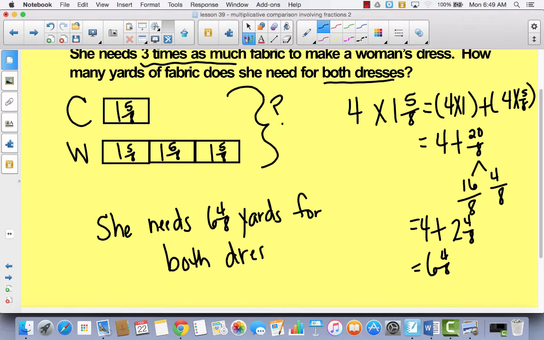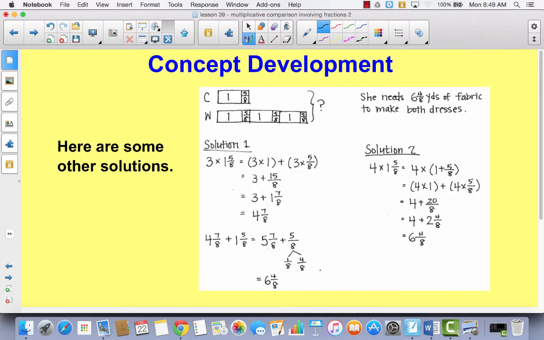All right, so let's take a look at their solution. So here's our same tape diagram. They got the same answer, 6 4/8. So let's take a look at this one. So in the first solution, they solved for the woman's dress. So they did 3 times 1 5/8, and they got 4 7/8. This may be how you chose to do it. And then they took that and they added it to the child's dress, which gave them 6 4/8. I chose to do 4 times 1 5/8, and then I got 6 4/8.